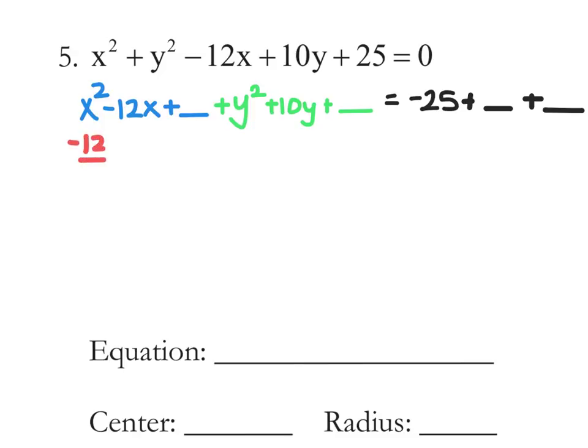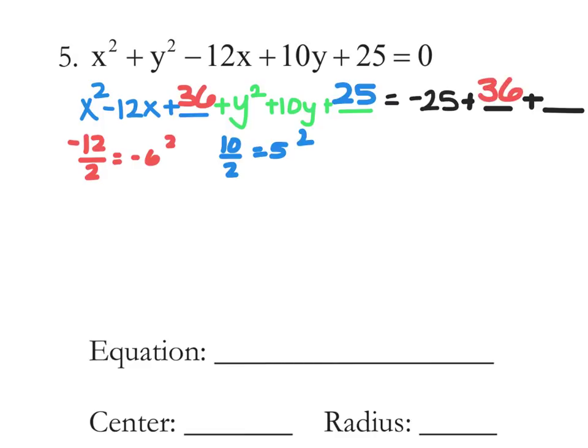So I take the middle term, divide it by 2, that's -6, and then square it. So that's going to be 36. Now I have to do the same thing with the y's. So we have 10 divided by 2, which is 5. Square it. That's going to be 25. Now look, guys. Since I added the 36 on the left, I have to add it on the right. Same with the 25. So here's what we get.